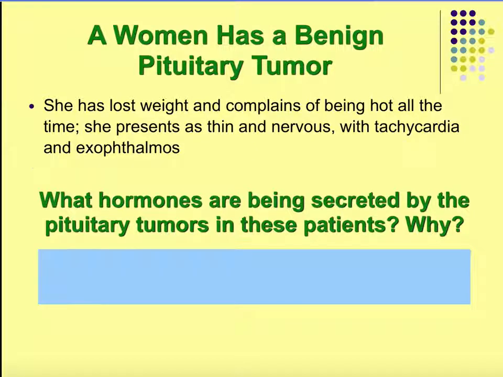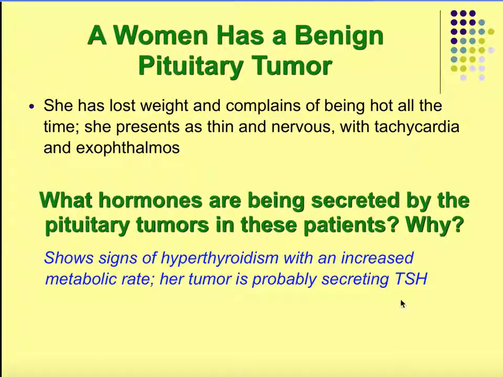So a woman has a benign pituitary tumor, and she's lost weight. She complains of being hot all the time, and she presents as thin and nervous. She also has tachycardia and exophthalmos. So looking at her signs and symptoms, what hormones are being secreted by the pituitary tumor in this patient? It says these patients, but it's a woman, so in this patient. Looking at her signs and symptoms, it looks like she has too much thyroid hormone. So the pituitary will actually be releasing too much TSH, which is then going to the thyroid gland and stimulating the release of thyroid hormone. So her signs and symptoms are indicative of hyperthyroidism.